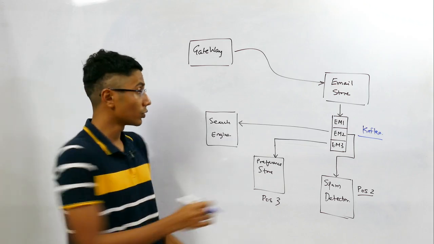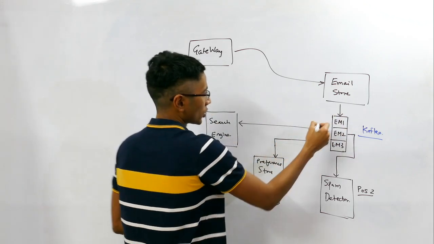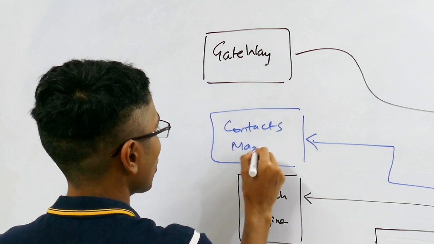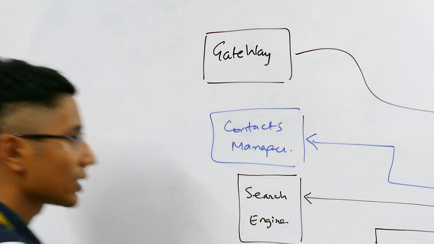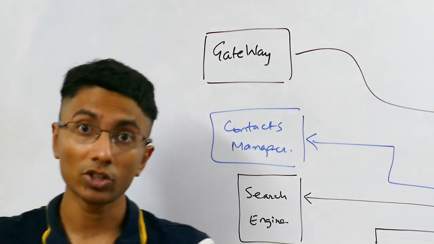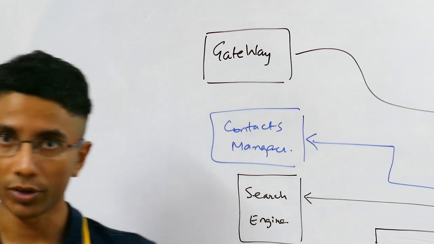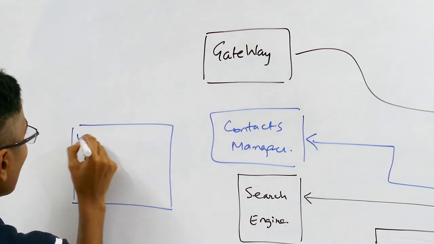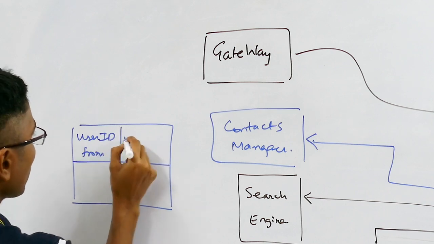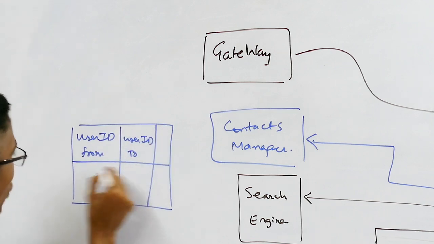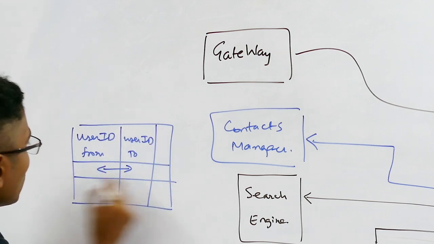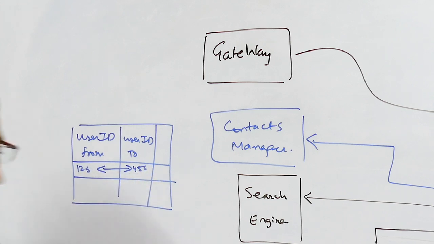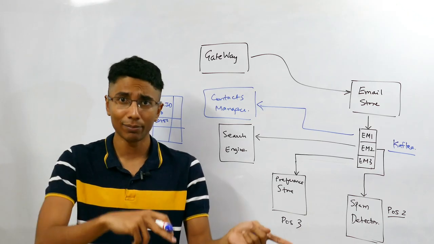But there's another service which actually needs this information, and that is the contacts service. I'll call it the contacts manager. What it does is every time you send an email, that person is actually added to your contact, the person you're sending it to. So I have a mapping of user ID from and user ID to. So these two people are now contacts of each other. So if it's 1, 2, 3 sending it to 4, 5, 6, they are each contact of each other. Unless, of course, the other guy marks it as spam.